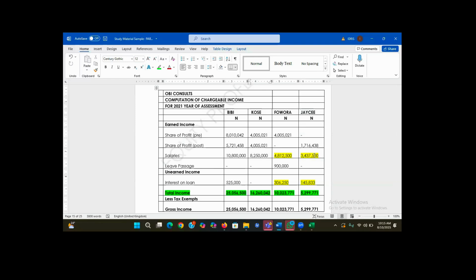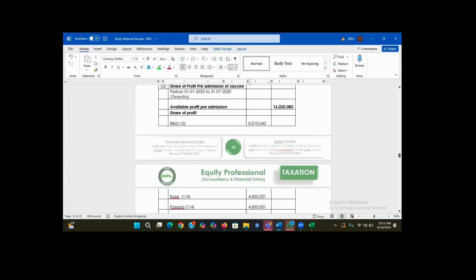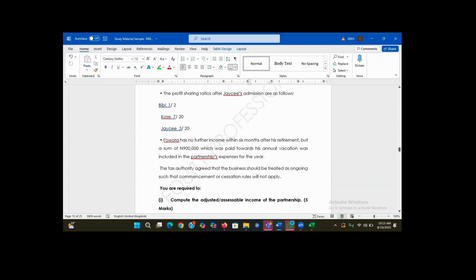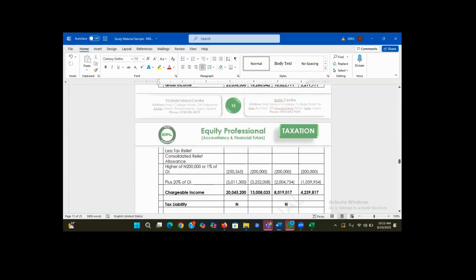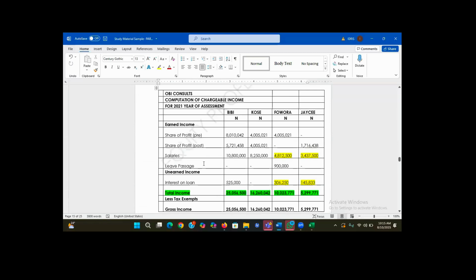Yes, sir. Another thing, the partner that retires, they pay him annual vacation. Annual vacation means leave passage. It's an income to the partner. That partner that retires, they pay him annual leave passage. It's an income. Can we see that? Yes, sir. This 900 is called leave passage. It's an income to the partners.